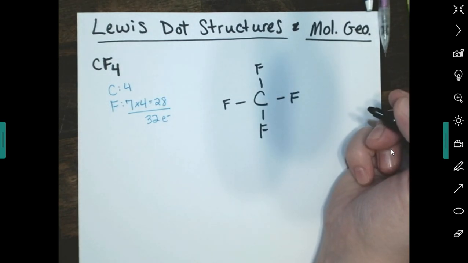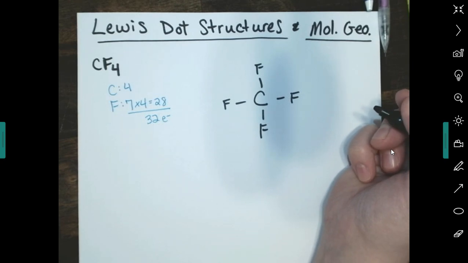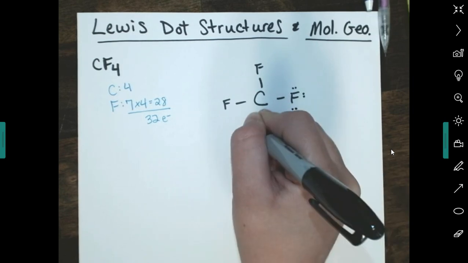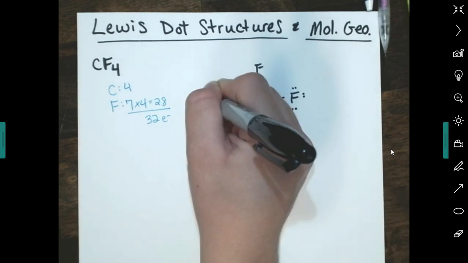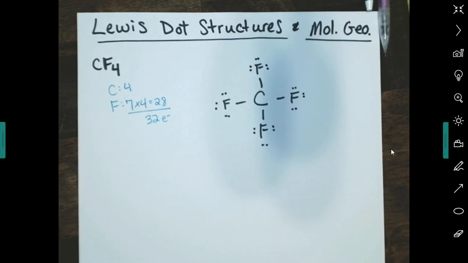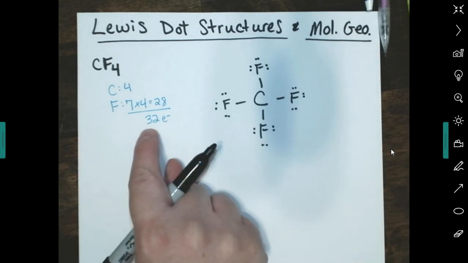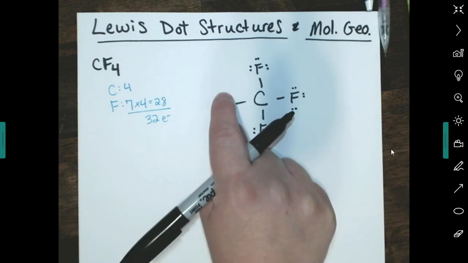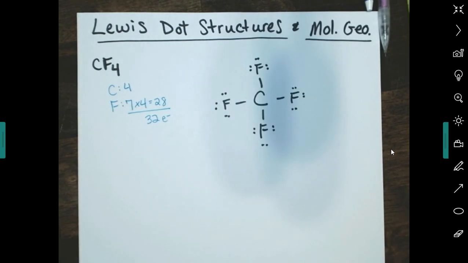And remember, octet means 8. Oct means 8, like an octagon has 8 sides. An octet means you have 8 valence electrons around you. Okay. So now we filled up everything's octet. Let's see if we've used 32 electrons. 2, 4, 6, 8, 10, 12, 14, 16, 18, 20, 22, 24, 26, 28, 30, 32. We did it. So we are done.